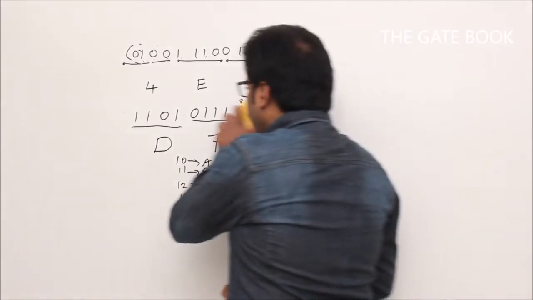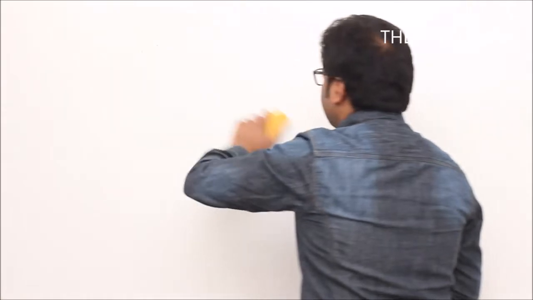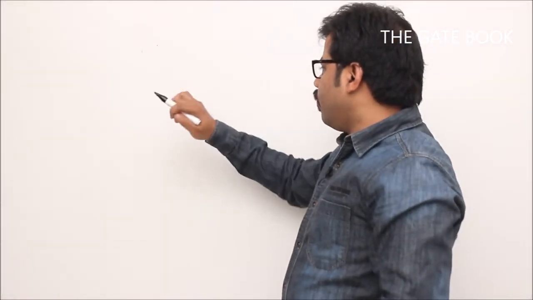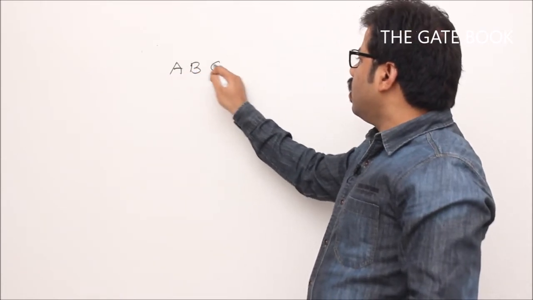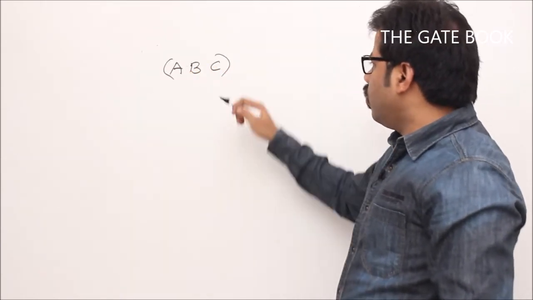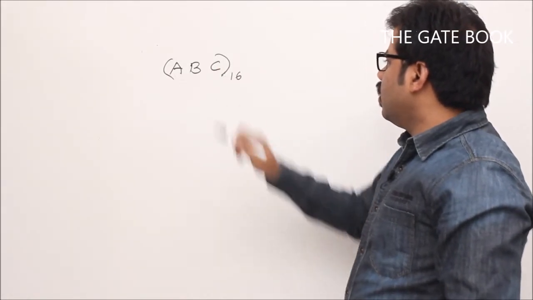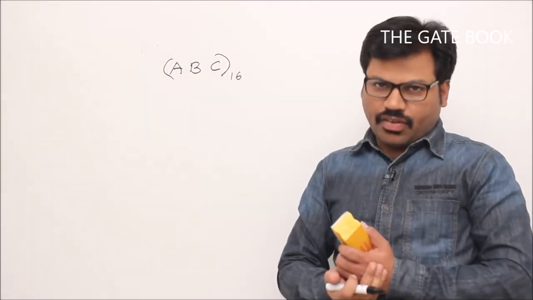We will see now how to convert octal to hexadecimal and hexadecimal to octal. That will be the final one. For example, I have some hexadecimal value like ABC. How to convert this to octal? ABC, let's take it as base 16. Sir, I don't know the procedure. Let's try to use the procedures we already have.